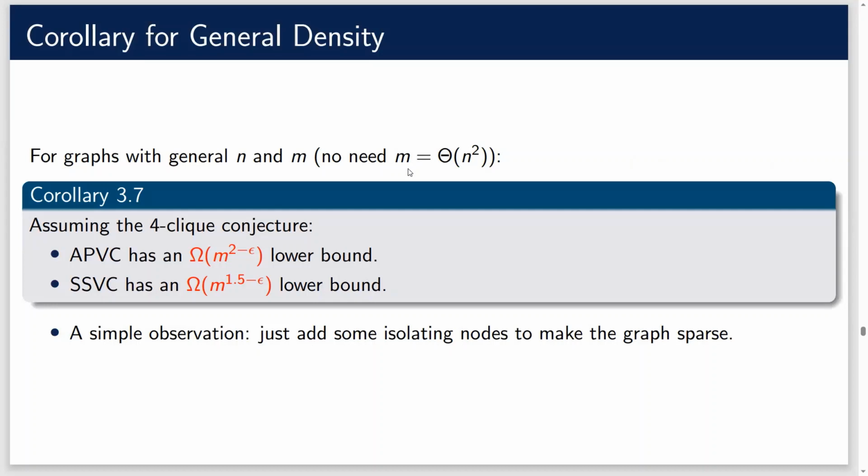This is because we just add some isolating nodes, and n will become larger, but m will not become larger. Therefore, the original complexity n4 and n3 now is still m squared and m to the 1.5.